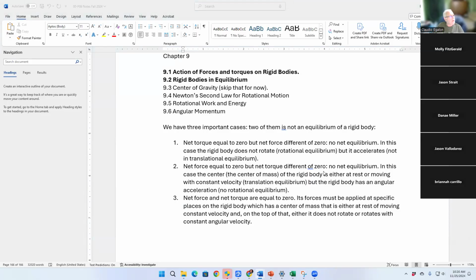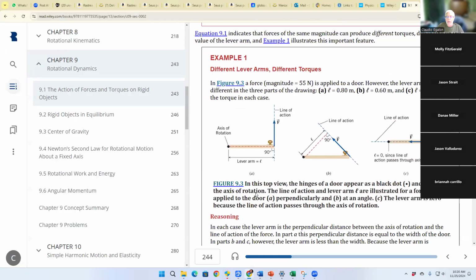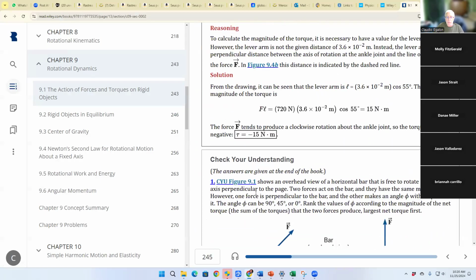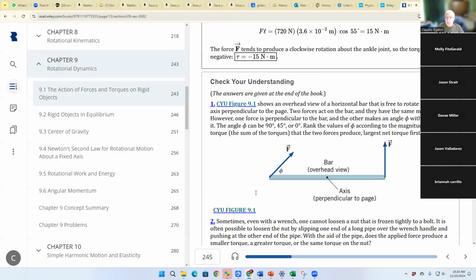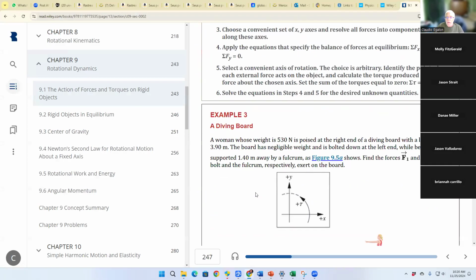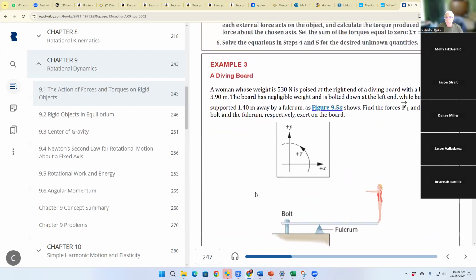Let's do example 3 in the book. Let's take a look here at the book. This is the book, example 1, example 2, example 3. No, is that example 3? No. Let's see. Example 3. That's this one right in here. Okay.